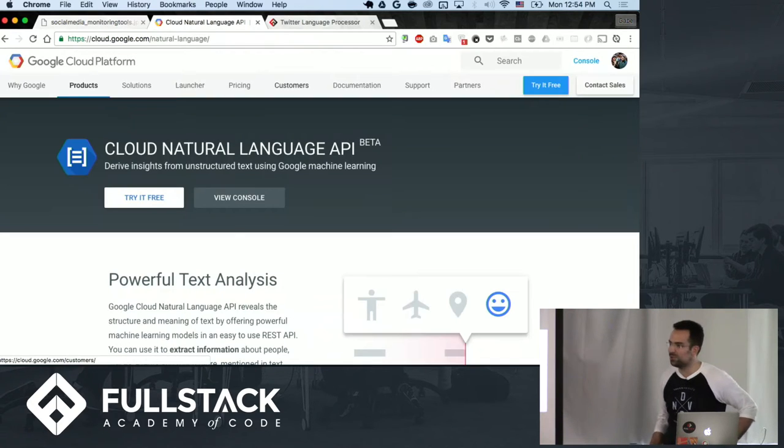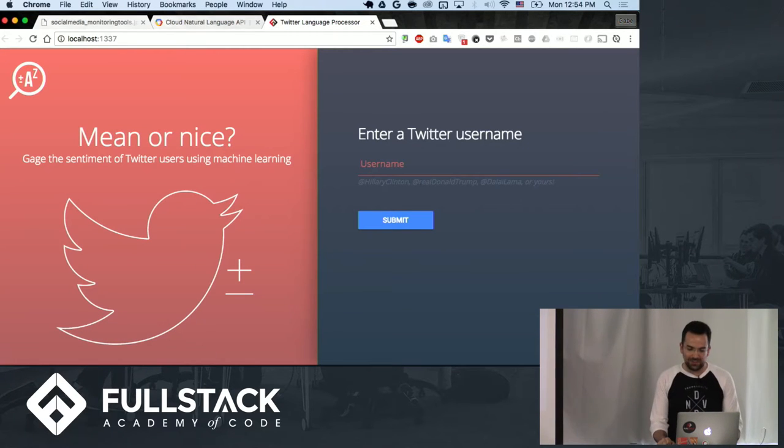Enter machine learning. A couple of months ago, Google released its Cloud Natural Language API. It basically gave anybody access to this mystery magic box to analyze speech. And enter my Twitter sentimenter. Instead of looking at a hashtag, I looked at a username. Let's try it out.